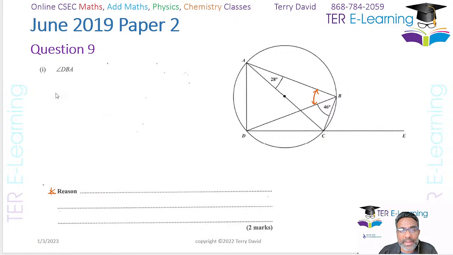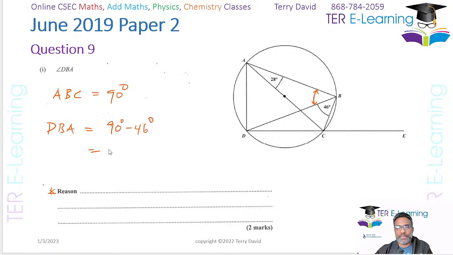Okay, so ABC is 90 degrees. We know that. Now, if you want DBA, DBA is simply going to be 90 minus 46. That's all. 90 minus 46. So I'm finding angles that it didn't ask me to find. So the answer for this one is 44. That's all.